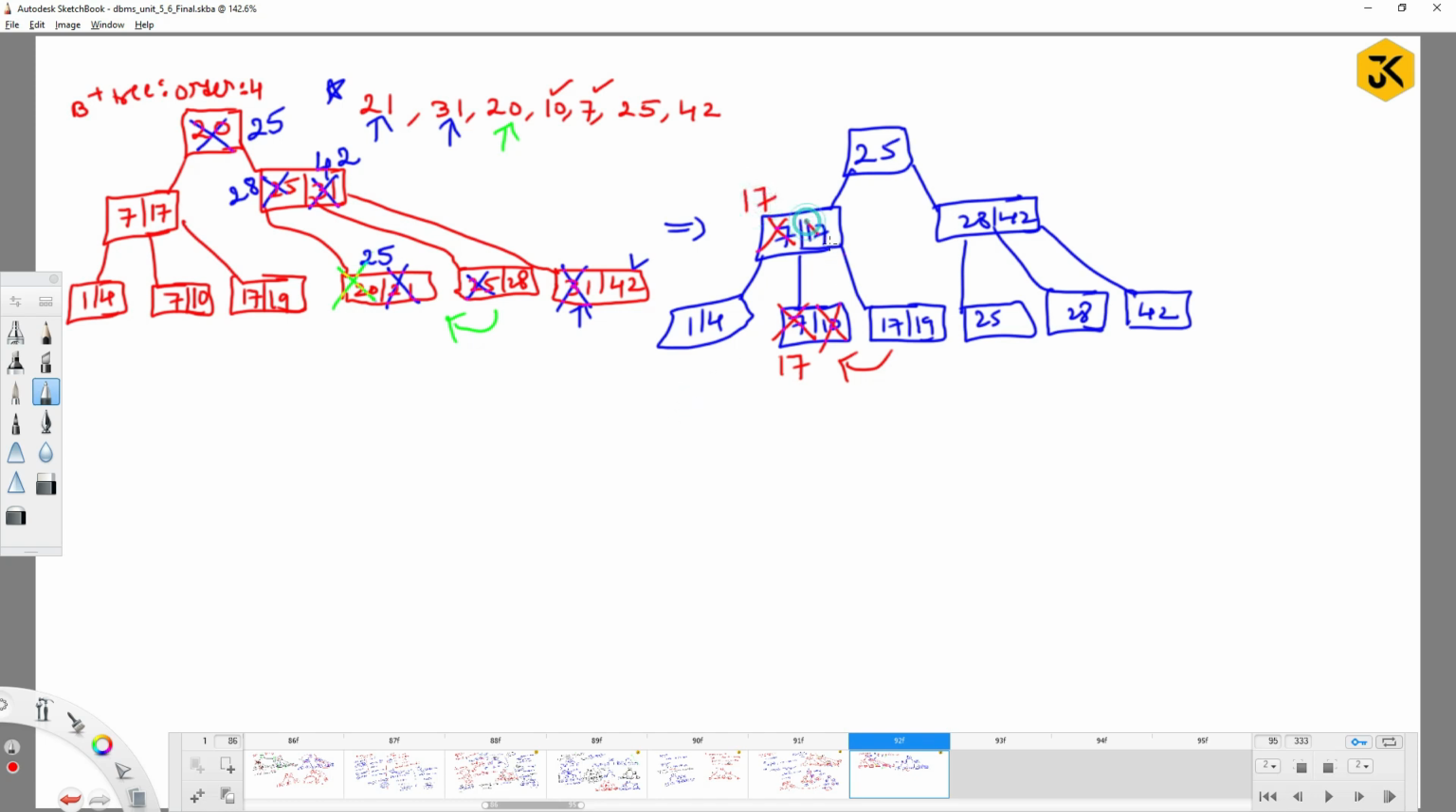And here what might be the value you have to place? You have to place the 19. Otherwise, it is not going to have 3 children. This should be the correct order. Okay now.